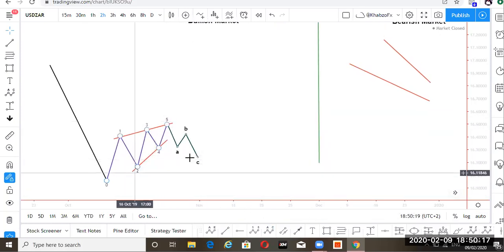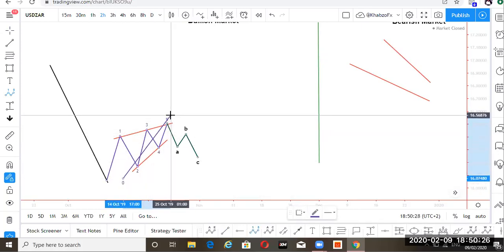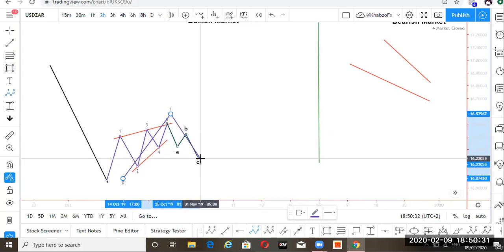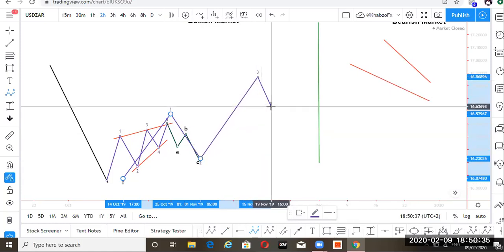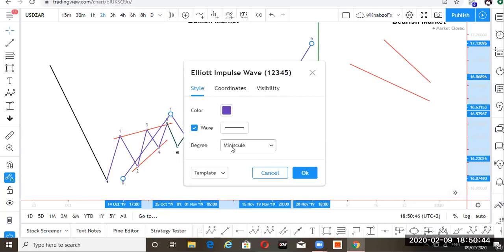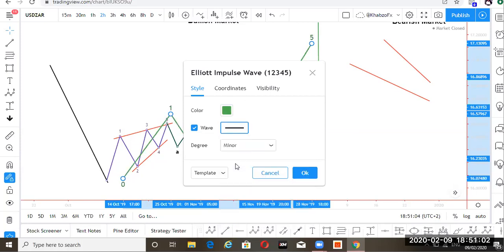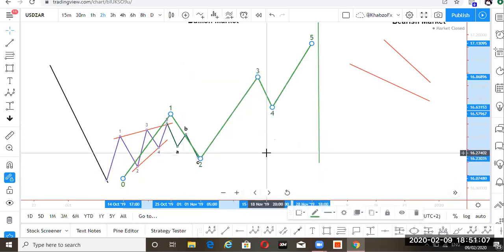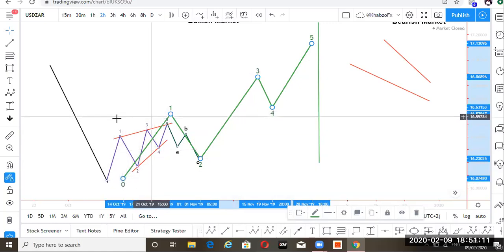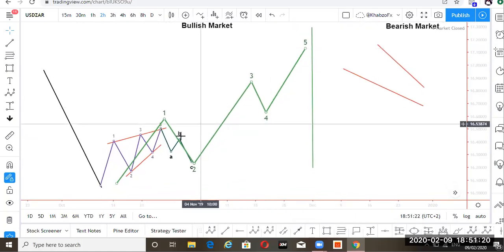And then after that, so we've got two waves now. This is wave one, this is wave two, this is wave three, four, and five. Right, just change minor, let me make this bigger. All right, so you will have wave one in the form of a leading diagonal, which is our key point here in trading this bullish market. This is the key point.